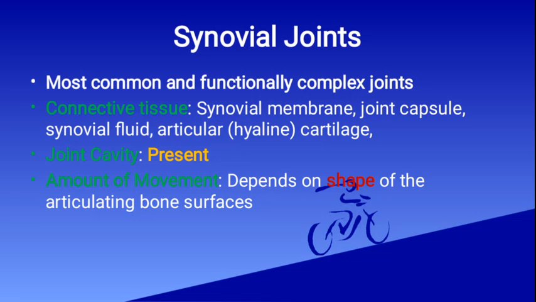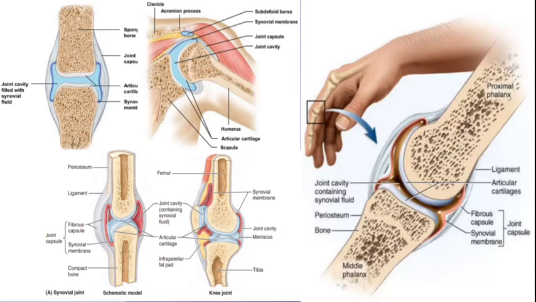Synovial joint is the only type of joint that has a joint cavity, and the amount of movement is dependent on the shape of the articulating bone. So these are the images for the synovial joint. You can see the articular cartilages, the joint cavity, the fibrous capsule, and the synovial membrane.